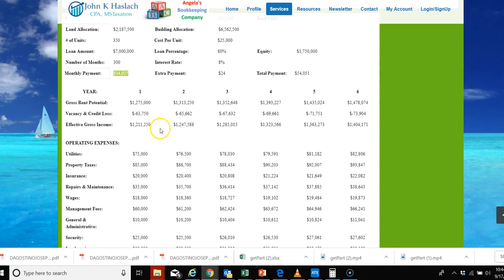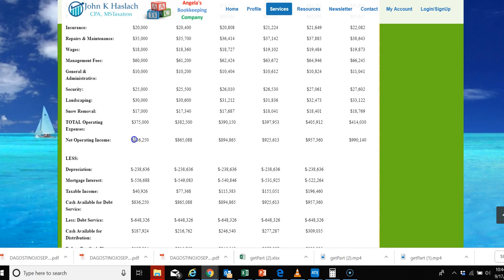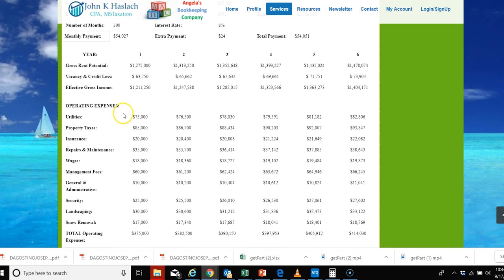Now here we have our P&L, our projected income statement. Like I said, we expect the rent in year one to be $1.275 million. Vacancy and credit loss, that's where people don't pay, or they happen to move out and you can't rent it for a period of time. That's 5%. Effective gross income, $1.211 million. Our net operating income is $836,000.